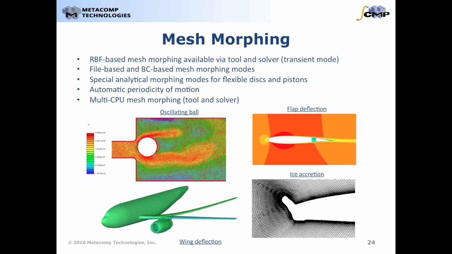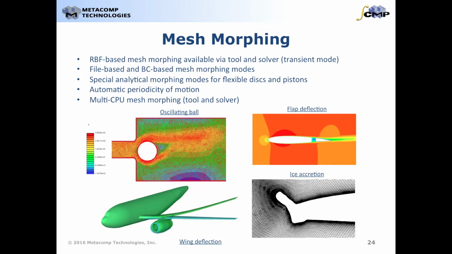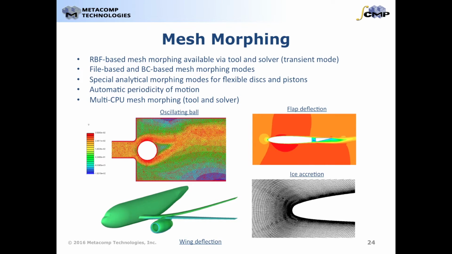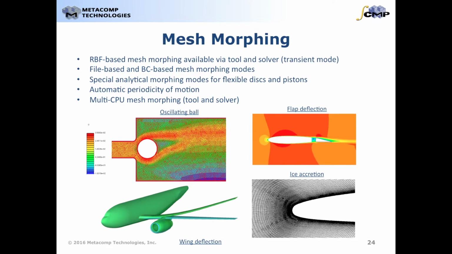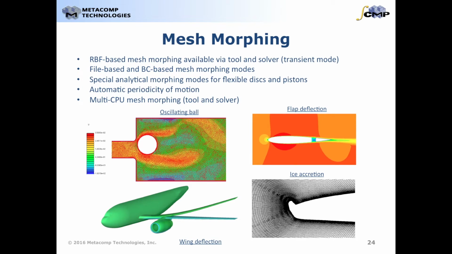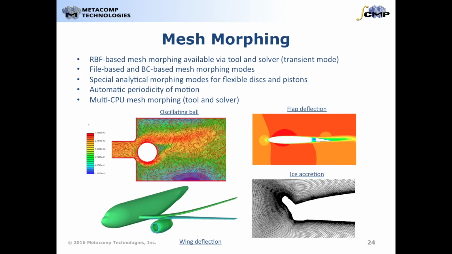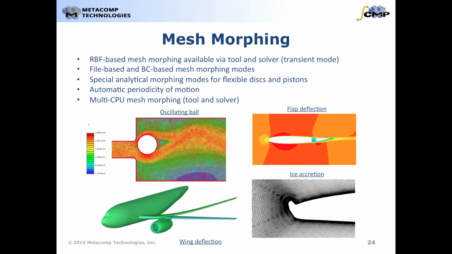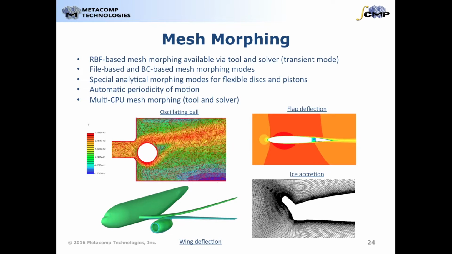In mesh morphing, an RBF-based mesh morphing capability is available via tool and solver. Two modes are available: a file-based mode, where the grid motion is specified via file, and a BC-based mode, which can directly apply motion to particular boundary families, enabling easier setup of mesh morphing cases. Special analytical morphing modes are available for flexible disks and pistons.